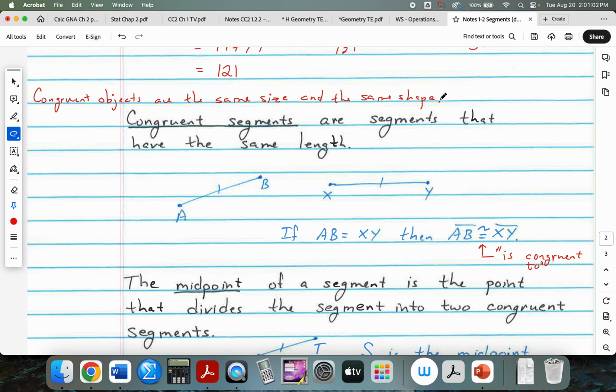So with congruent segments, they are all the same shape, so we don't have to worry about that. We just need to make them the same size. All right, moving on.